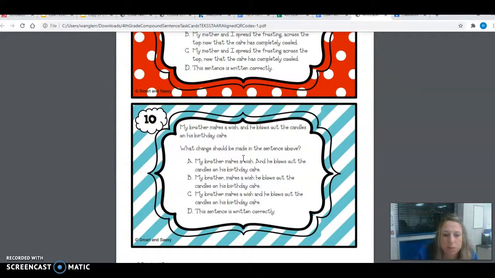So like this one right here. My brother makes a wish and he blows out the candles. Okay, my brother's doing two actions. He's making a wish and he's blowing out the candles. I don't need to put a comma and because I'm not combining two complete sentences. I'm only combining two actions with one subject. So I wouldn't need a comma. I would only need an and. So just kind of go through these and do some extra practice.